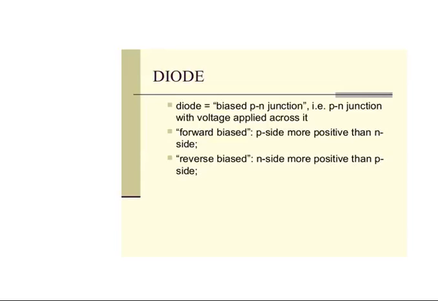First of all, we are going to start with what is a diode. Here, a diode is a biased junction: the PN junction with voltage applied across it. A diode is an electronic device where the current flows unidirectionally. We are going to discuss P-type and N-type semiconductors and then forward and reverse bias PN junction diodes. In short, forward biased is P side more positive than N side, and reverse biased means N side more positive than P side.